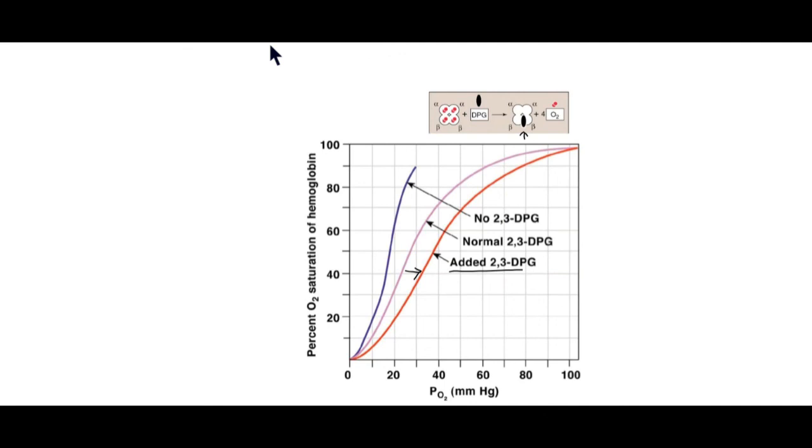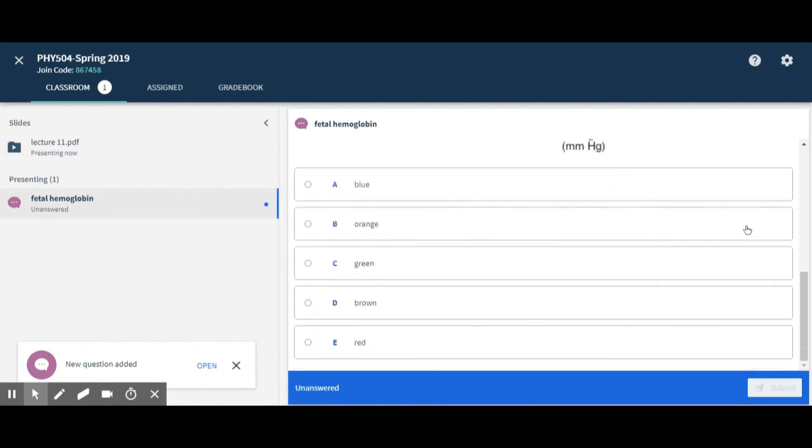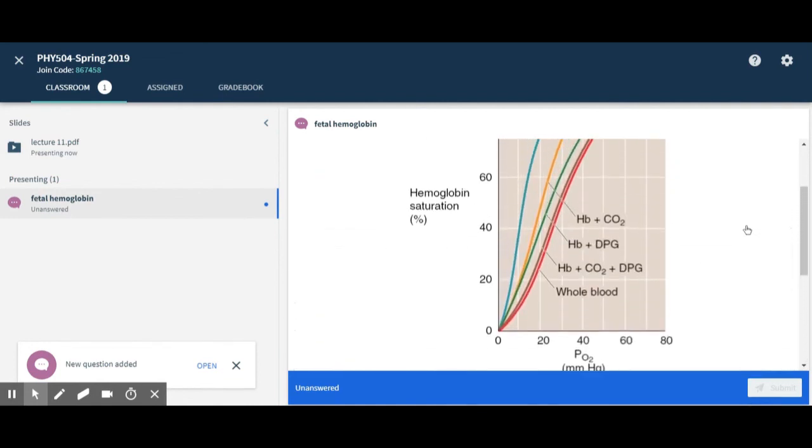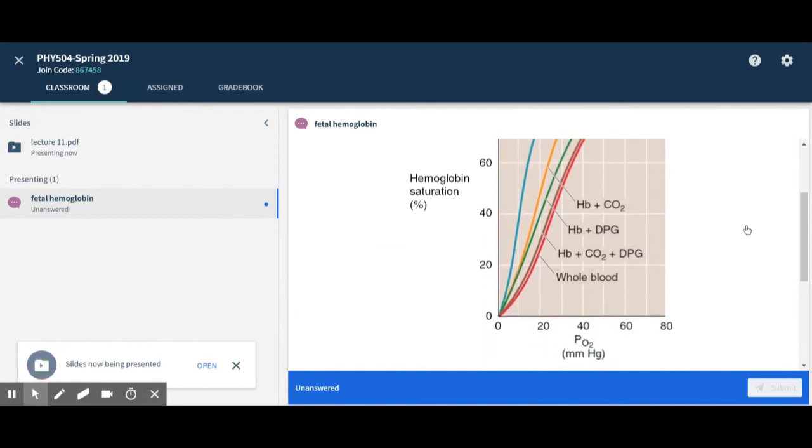All right, one last question before we go. This figure is showing you stripped hemoglobin, which means there's nothing bound to it at all. And then you have it compared to hemoglobin that has bound carbon dioxide, hemoglobin that's bound DPG, that has bound both of these, and whole blood. What do you expect would be more similar to what you would see in fetal hemoglobin? And we only have about a minute left, so I'm not going to let you answer this very long. All right, I'm going to stop you just because we're running low on time.